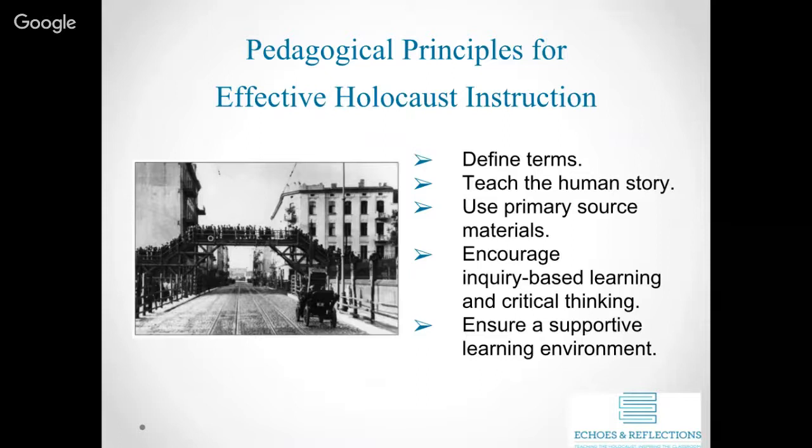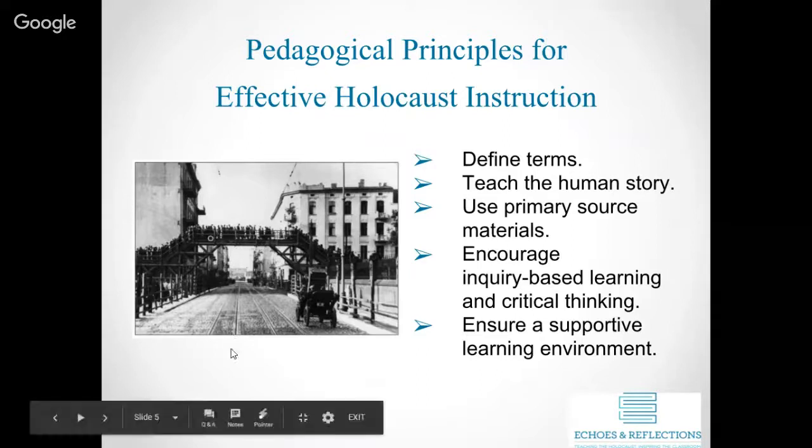And lastly, as with teaching any tough topic area, we want to make sure that we provide a supportive learning environment for our students. Oftentimes, our National History Day students are performing research outside of the classroom. And while many of our students are very independent and move along at their own pace, we want to make sure, particularly with tough topics like the Holocaust, that we're providing some one-on-one time when possible to help them unpack some of the difficult concepts and contexts that they will be encountering in researching this particular subject area.